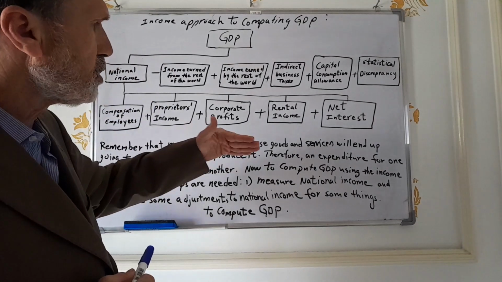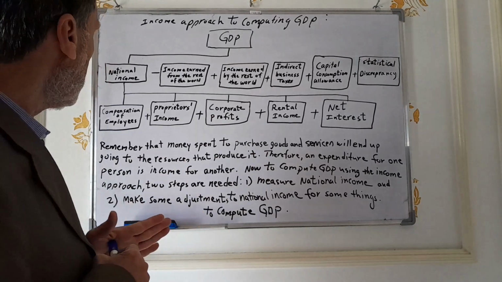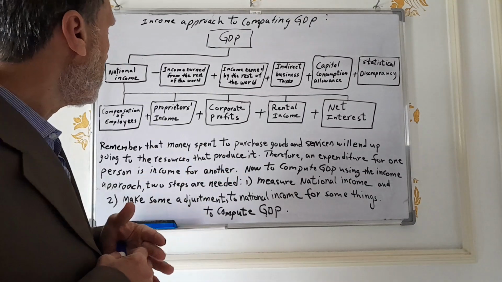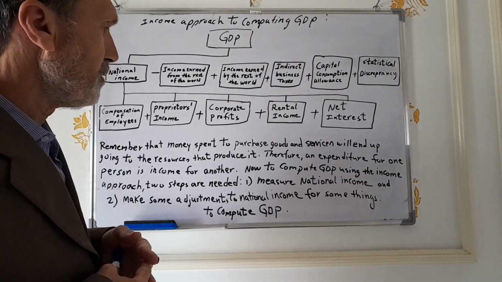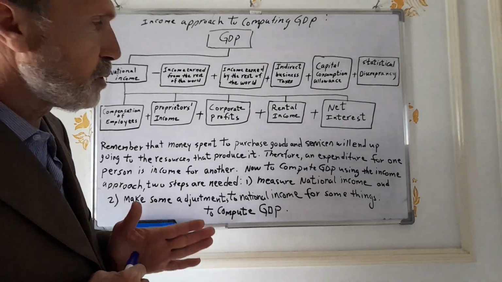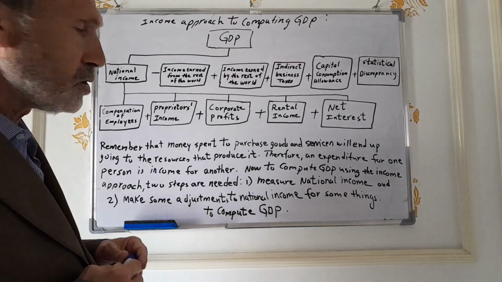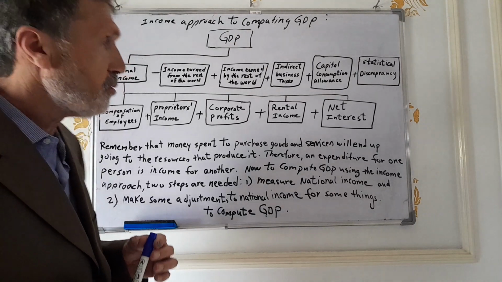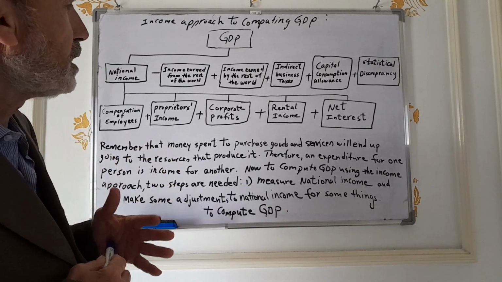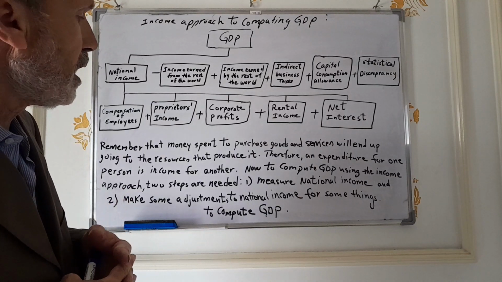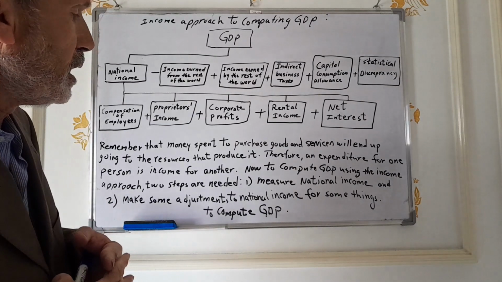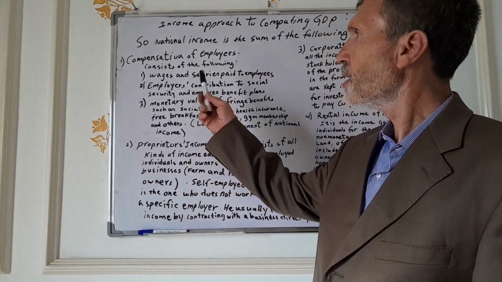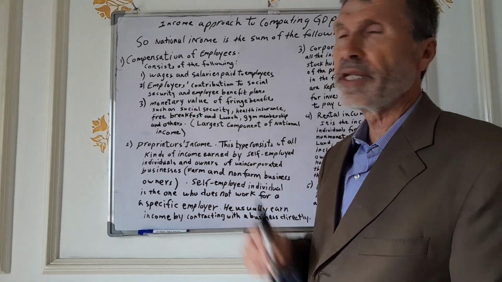Remember that money spent to purchase goods and services eventually is an income in the hands of the seller. So money spent to purchase goods and services will end up going to the resources that produce these goods and services. Therefore, an expenditure for one person eventually is an income for another. Okay, so now as you can see, once we make the adjustments to national income, we will have GDP using the income approach.